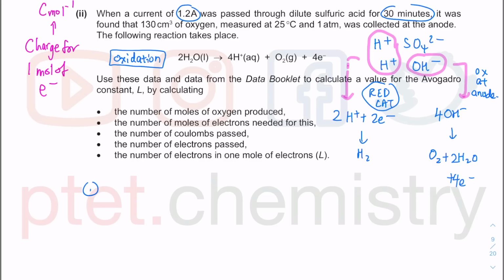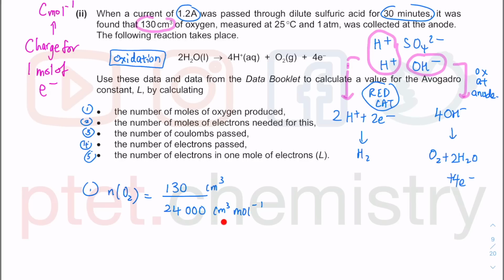First of all, calculate the number of moles of oxygen produced. So let me just number these things that they want us to calculate. So number 1, the number of moles of oxygen produced. Oxygen is a gas, and I get 130 cm cubed there. So this is the gas volume, and this has to be divided by 24,000. So 130 divided by 24,000, in cm cubed per mole. We know that in the periodic table at the bottom, it's given as 24.0 dm cubed per mole.